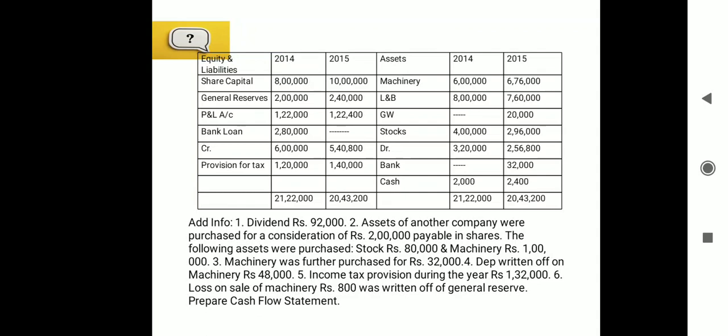If you check the second additional information, it is very clearly given that assets of another company were purchased for a consideration of rupees 2 lakh payable in shares. So this 2 lakh difference in the share capital is not because of the normal issue of shares. We have issued the shares to make the payment. So it's not going to affect our cash balance, so we are not going to make an entry of this anywhere.